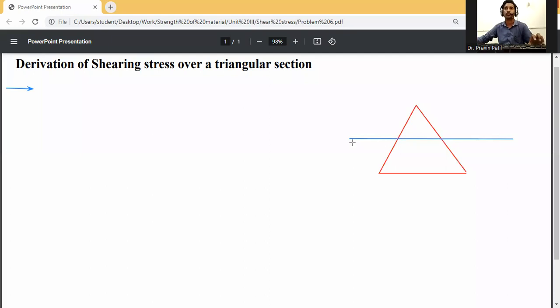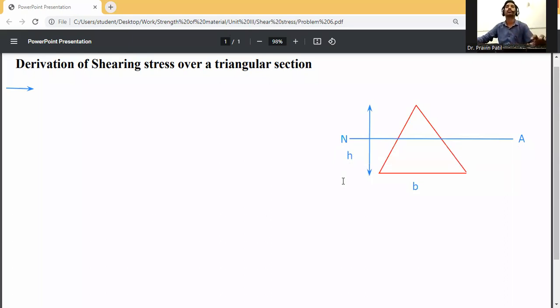So this one it is the neutral axis of this triangular section. Capital B is the base of this triangular shape, small b, and H is the height of this triangular section. Okay.